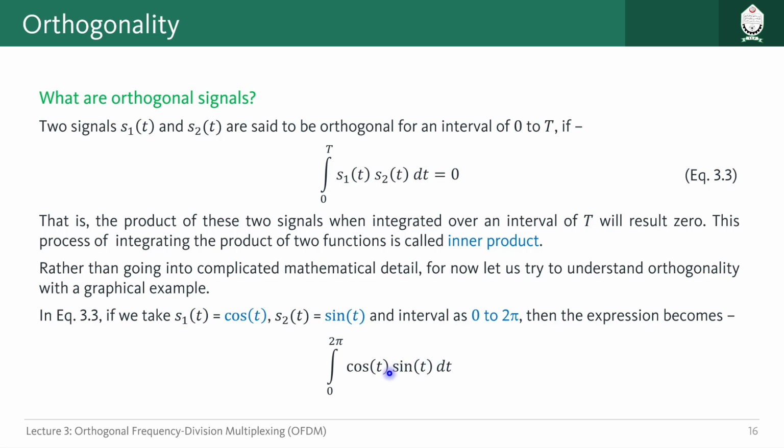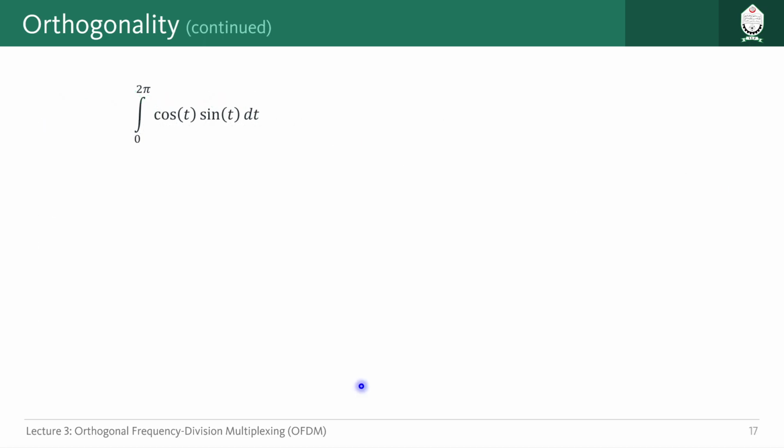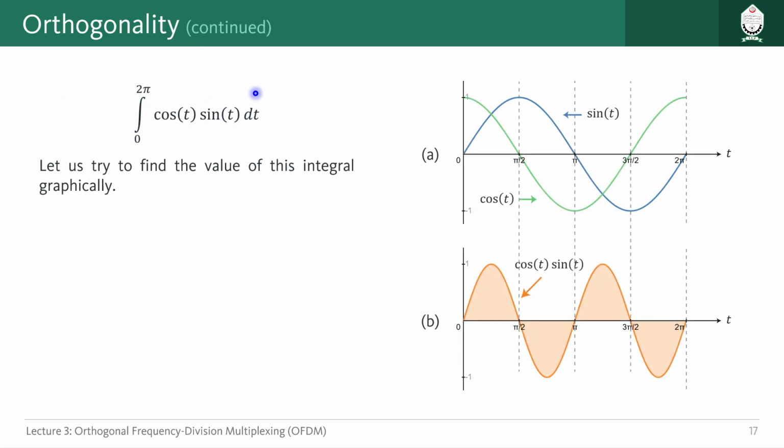Now we are going to graphically see how this orthogonality can be achieved. This is our expression, and if we look at the graphical representation, the green waveform here is the waveform of cos t, the blue one is sin t, and we have drawn it for a duration of 0 up to 2 pi. Now first of all, we have to take the multiplication or product of these two signals, cos t and sin t, for this duration, right?